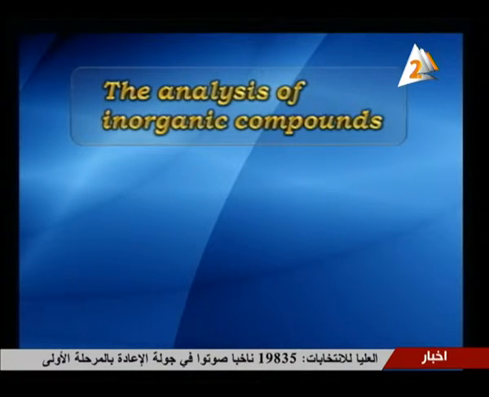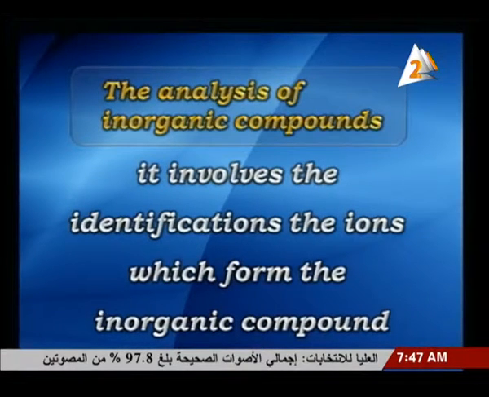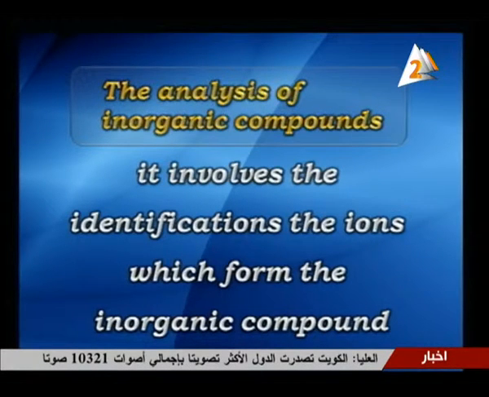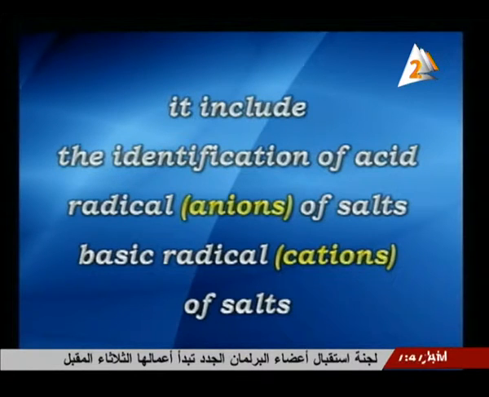Letter B is the analysis of inorganic compound. Inorganic compound means what? Any compound except benzene, kerosene, any one of the compounds that are related to living organisms. It involves the identification of the ions which form the inorganic compounds. It includes the identification of the acid radicals.